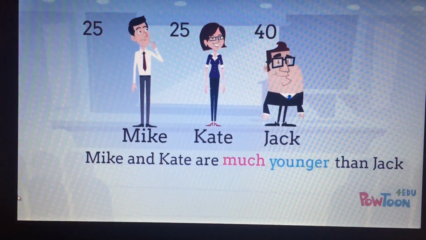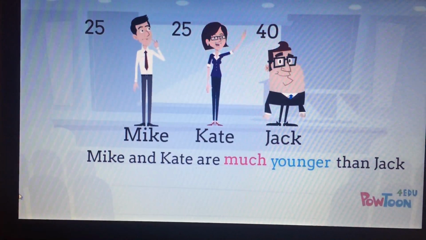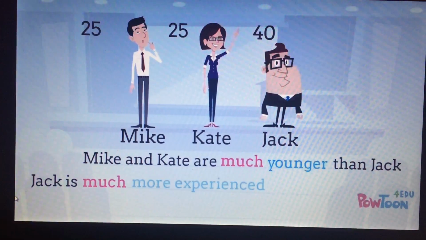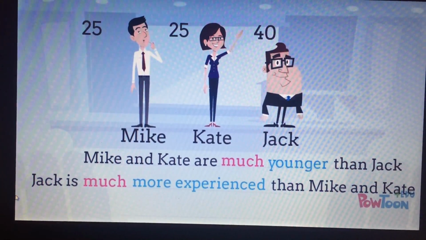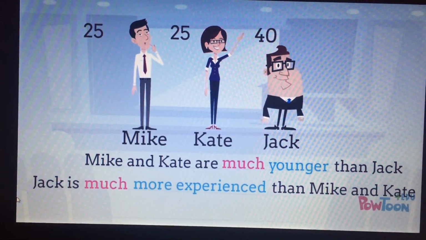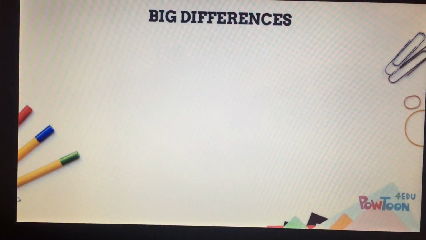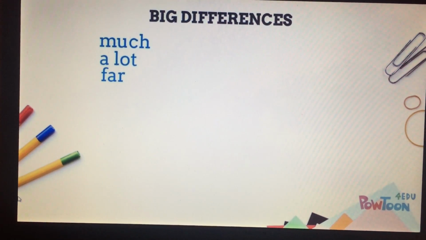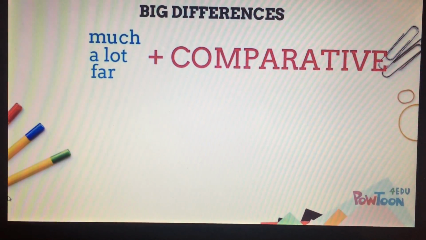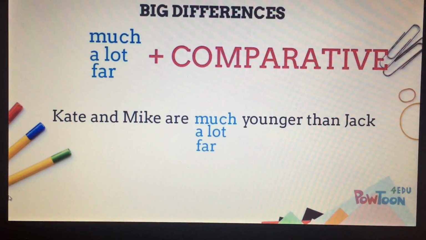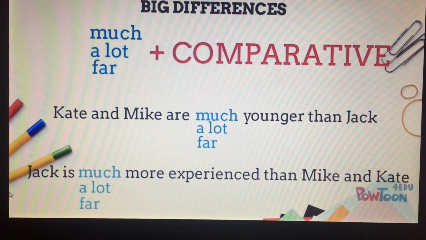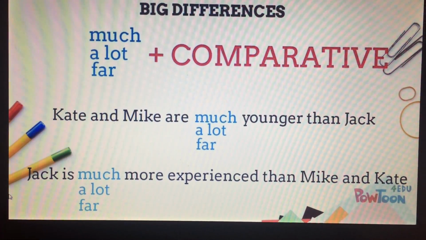Mike and Kate are much younger than Jack. However, Jack is much more experienced than Mike and Kate. When we talk about big differences, we use the words much, a lot, far before the comparative. For example, Kate and Mike are much younger than Jack. Kate and Mike are a lot younger than Jack. Kate and Mike are far younger than Jack.